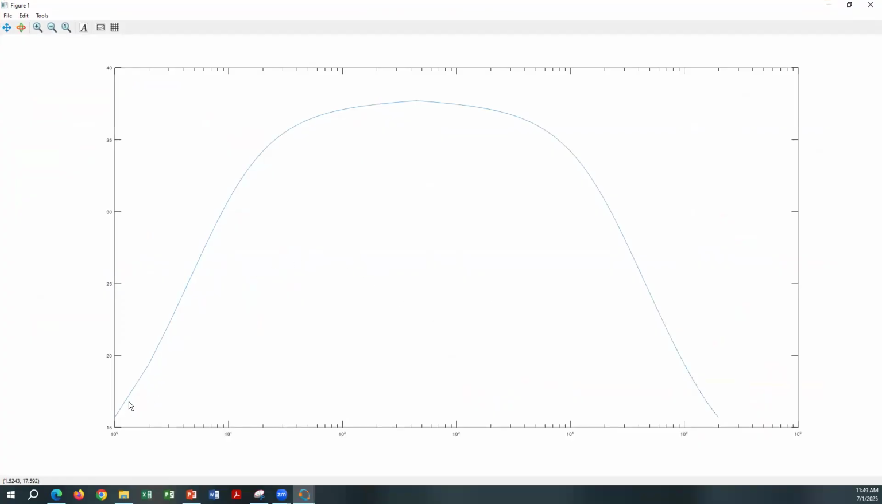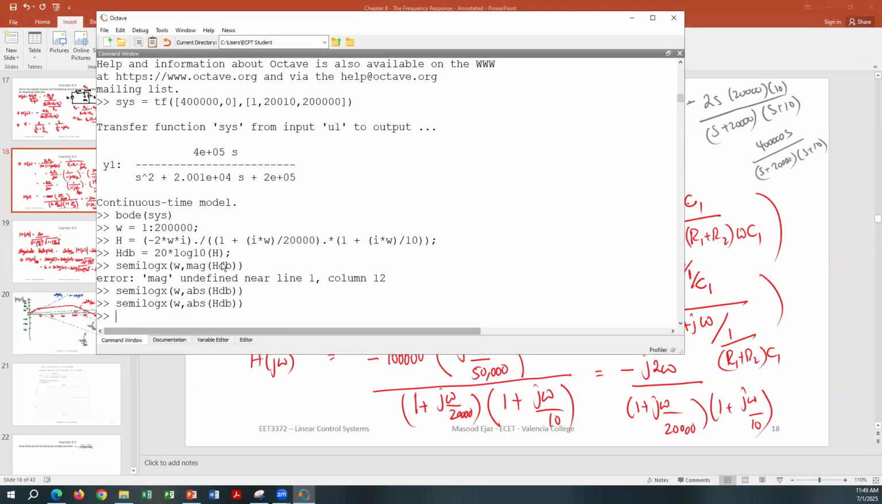Not giving the same values, starting at 16. Why starting at 16? Missing something. I mean, it's showing the curve is correct, but the X-axis values are not correct though. I'm not sure why. Let's see. Am I writing it correctly?